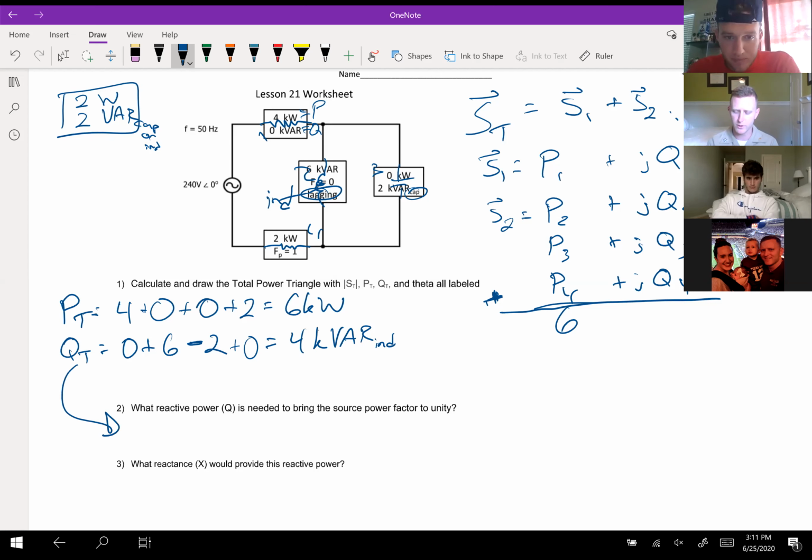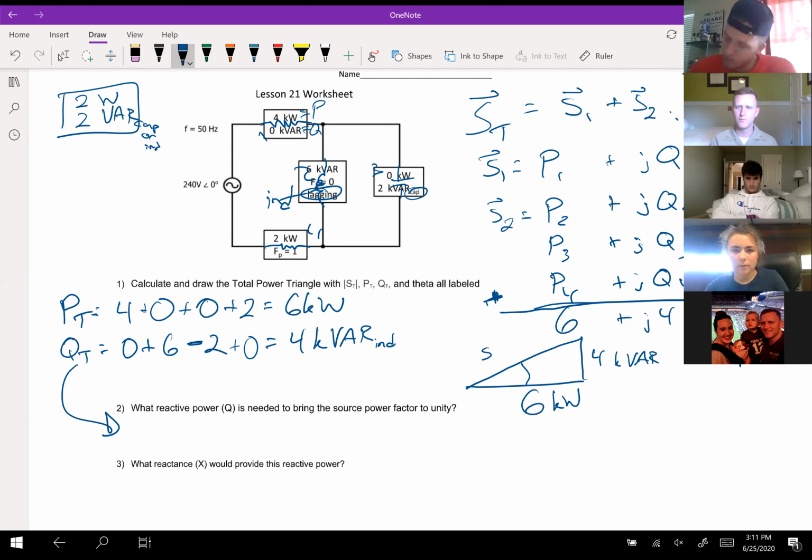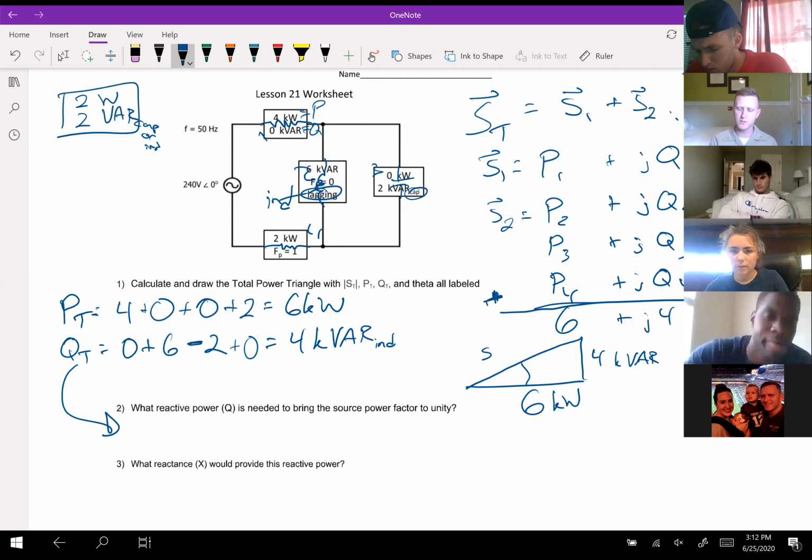So we have a P and we have a Q. So if I'm drawing a power triangle, I have a P of 6 plus j4, there's 4, and then here's my power triangle. So what I need here is S. This is kilowatts, kVAR. I need my S and my angle. Well, the best way to do that is just to go from rectangular to polar. You could do 6 squared plus 4 squared and take its square root. You could do inverse tangent of one over the other, but the easiest way is to just go from rectangular to polar.